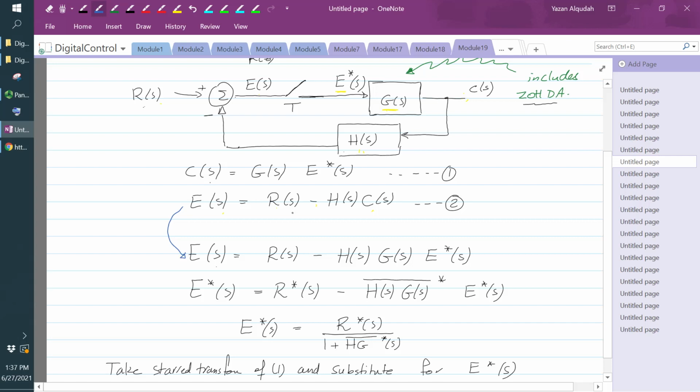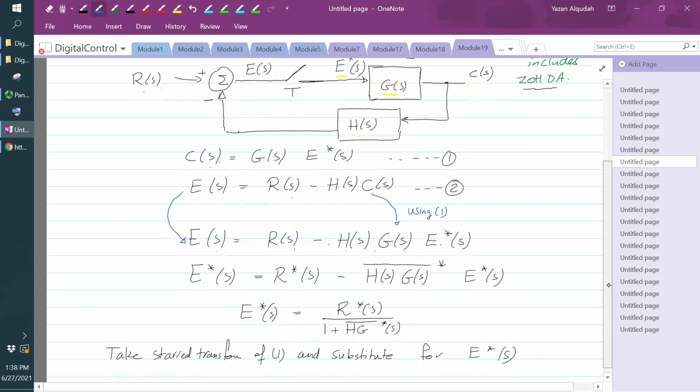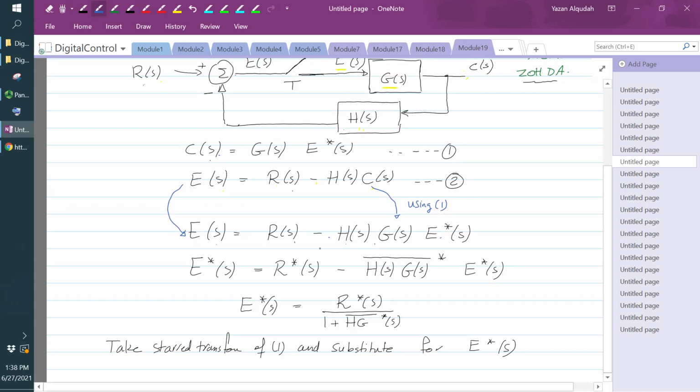E of S is equal to R of S minus H multiplied by C of S. But C of S, using equation 1, I can write it as G of S multiplied by E star. Again, this is from the first equation. So now I have this equation. I can take the star transform of both sides.